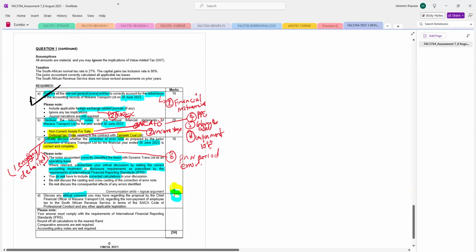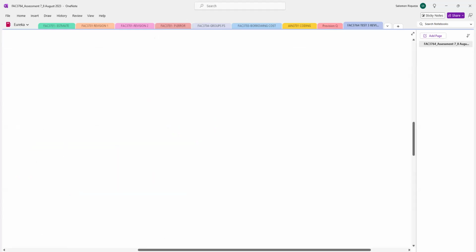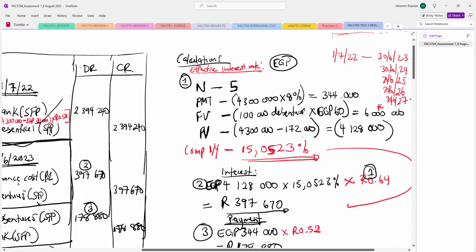Yes, Naomi. On the general entry, can I account for the effects separately?